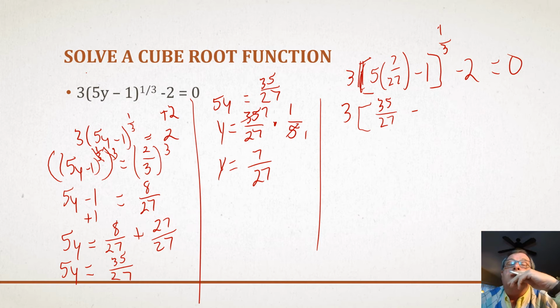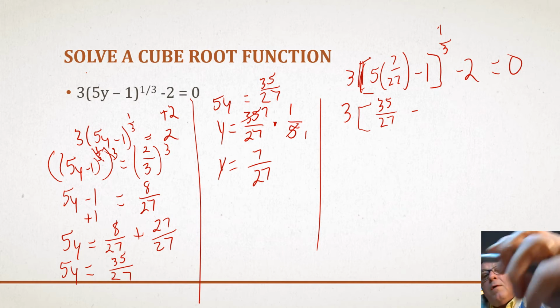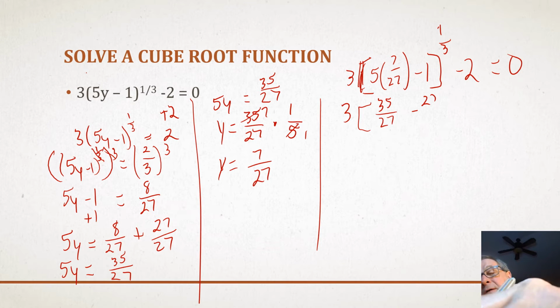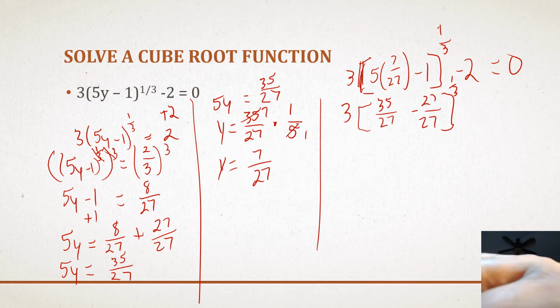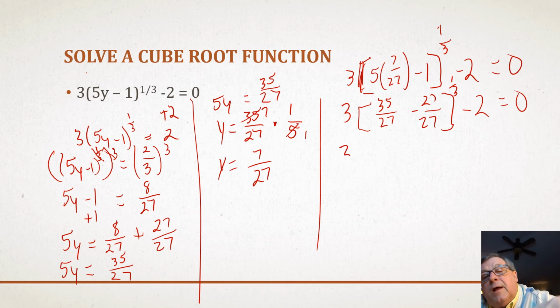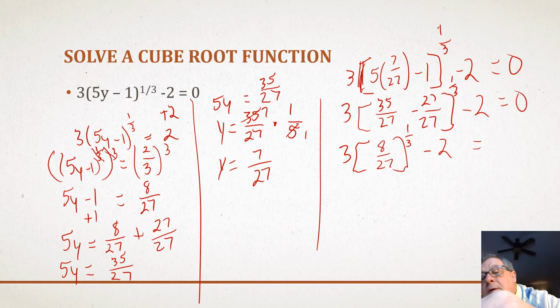Minus 1. But if I'm going to subtract 1 from 35 over 27, why don't I go ahead and make this 27 over 27? Which is 1, right? We got to take the cube root of that. Minus 2, we're hoping that's going to equal 0. So now we got 3 times the cube root of, well, 35 minus 27 is 8 over 27. Cube root of that minus 2 equals 0.